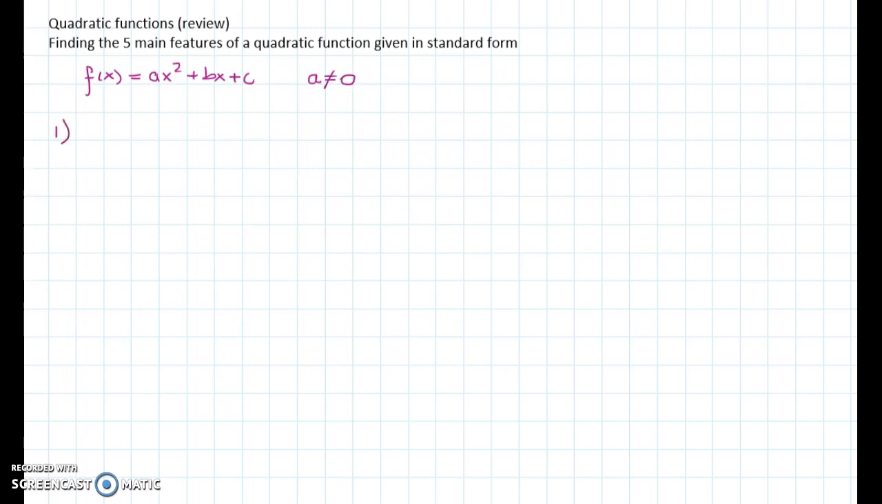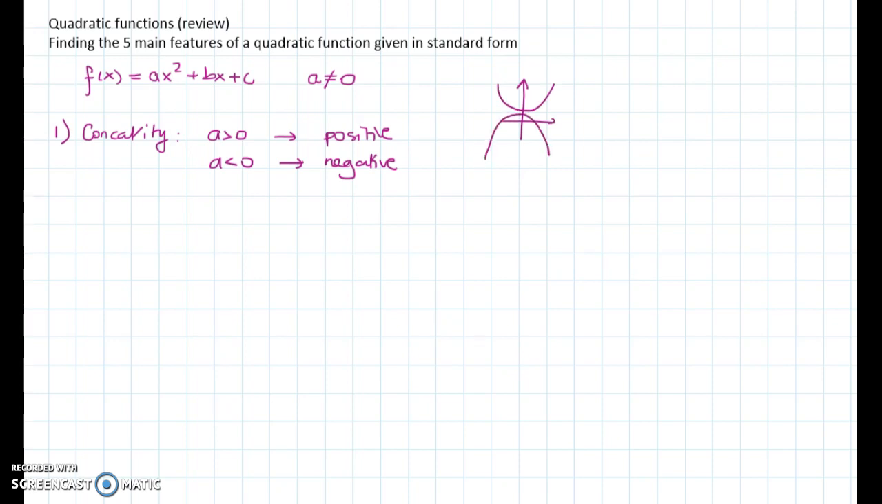So the first thing we can do is to find what is the concavity. And the concavity is given by the sign of the value a, the coefficient of the term on x squared. If a is greater than 0, then the concavity is positive. And if a is less than 0, then the concavity is negative. So we just need to look at that value to decide whether we are going to have a parabola looking happy, like that one over there, or sad, like that one over there.